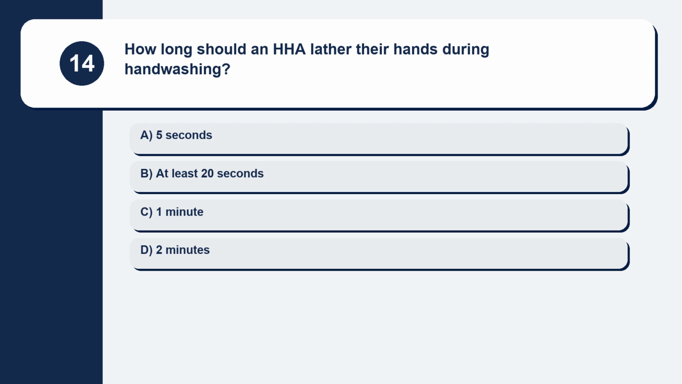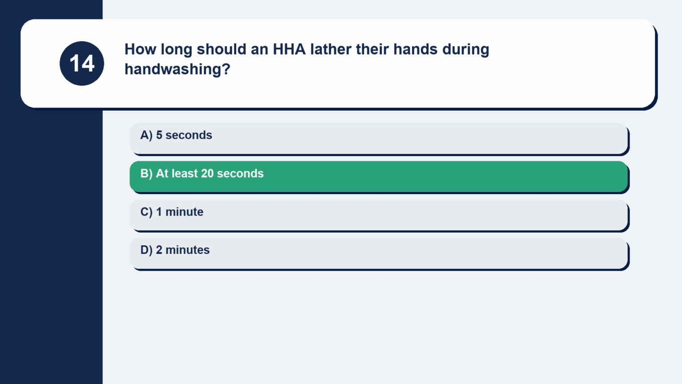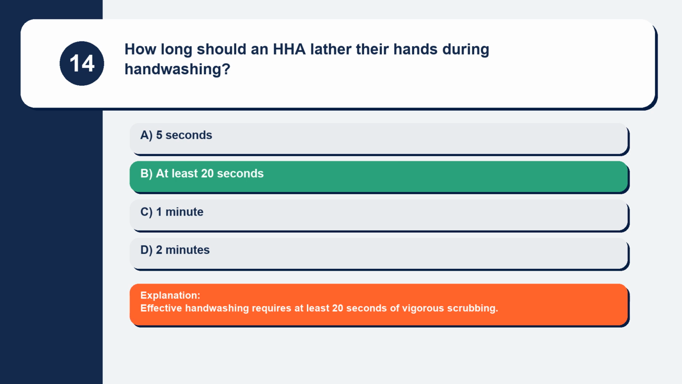Question 14. How long should an HHA lather their hands during hand washing? 5 seconds. At least 20 seconds. 1 minute. 2 minutes. Effective hand washing requires at least 20 seconds of vigorous scrubbing.